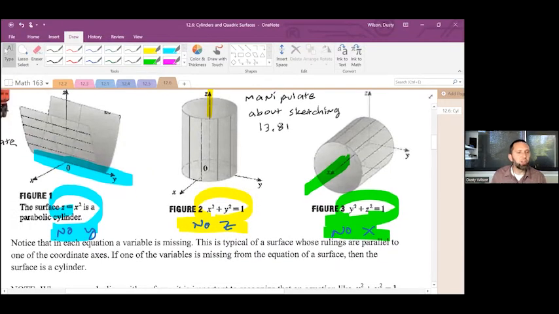So notice that in each equation, a variable is missing. This is typical of a surface whose rulings are parallel to one of the coordinate axes. If one of the variables is missing from the equation of a surface, then the surface is a cylinder.